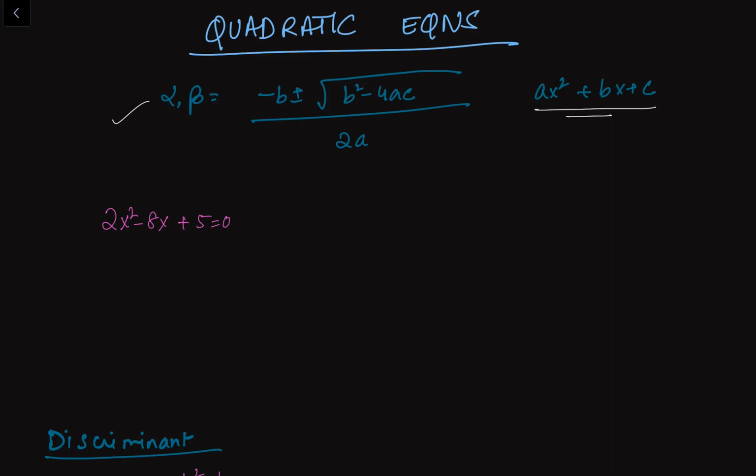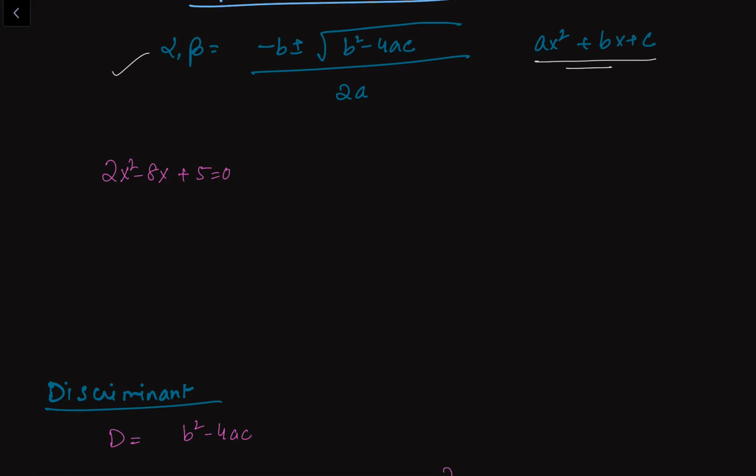So let us take an example. This is your equation, 2x square minus 8x plus 5. So comparing with this, you have to write in your answer also, ax square plus bx plus c equal to 0. We have a equal to 2, b equal to minus 8 and c equal to 5.